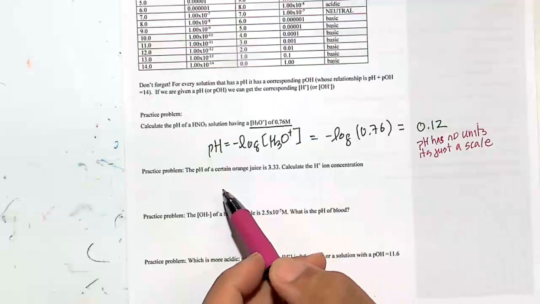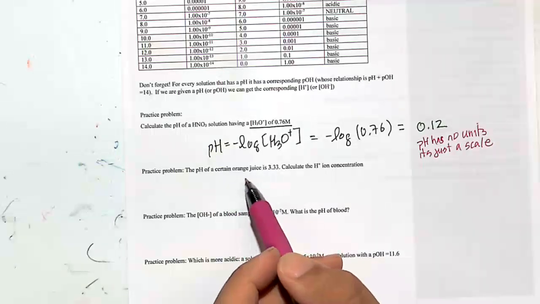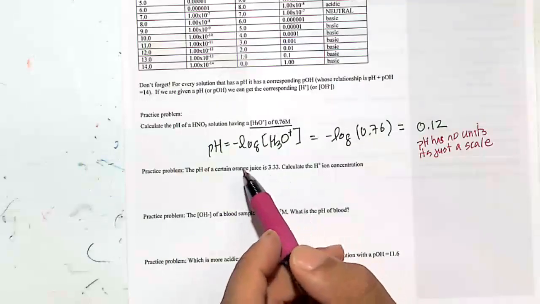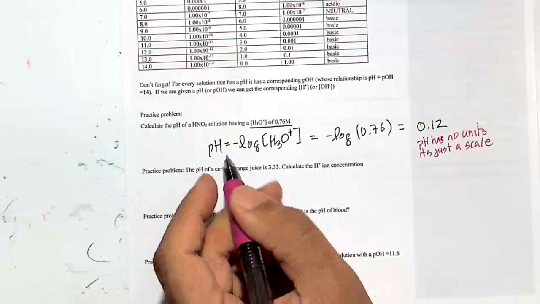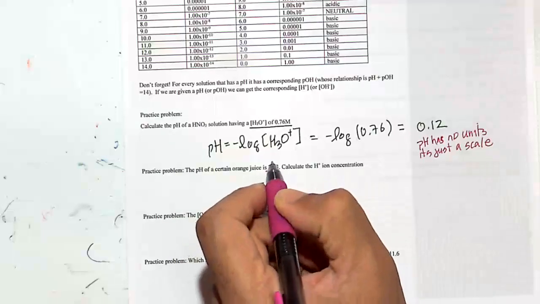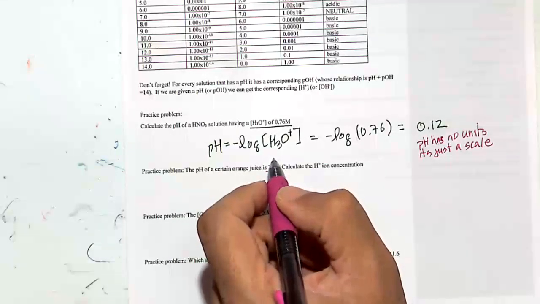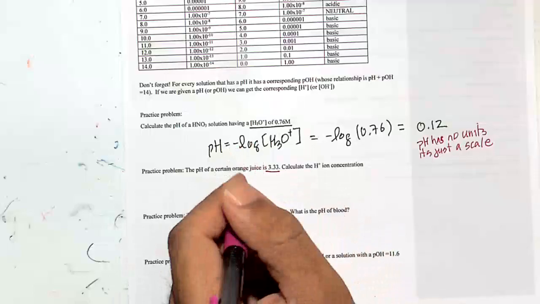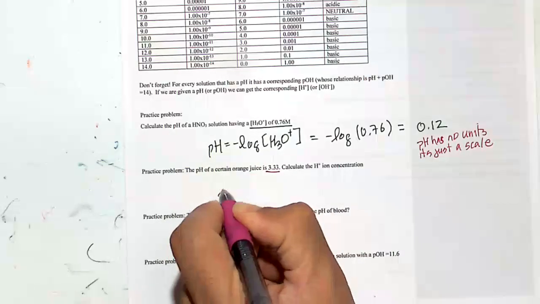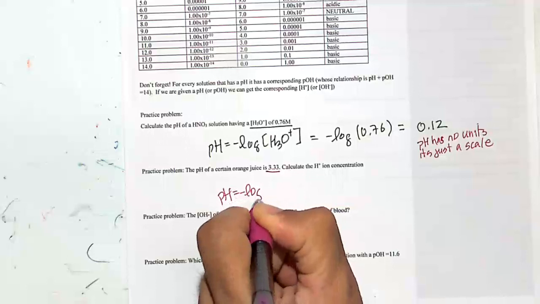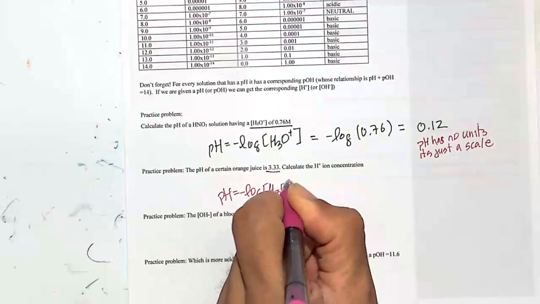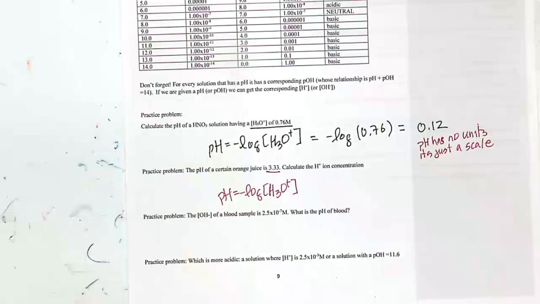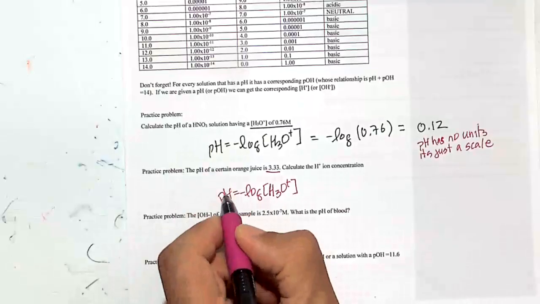All right, how about this problem here? The pH of a certain orange juice is 3.33. Calculate the H plus concentration. Okay, so this is not a strong acid, weak acid. It's just telling us that the pH is 3.33. Let's back calculate the hydrogen ion concentration that corresponds to this pH of 3.33. Okay, I'd like for you to know this equation, right? Because you'll probably see it again and again, and it's good to know.